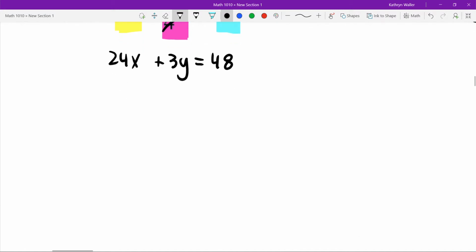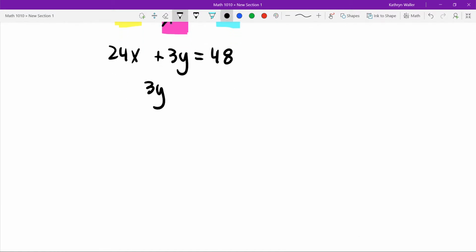Okay, now let's solve this for y. So you have 3y equals negative 24x plus 48, divided by 3, and you get y equals negative 8x plus, is it 16?